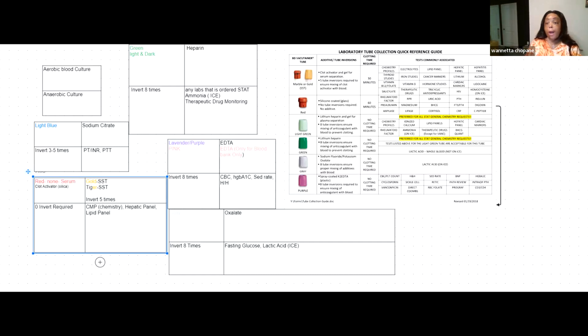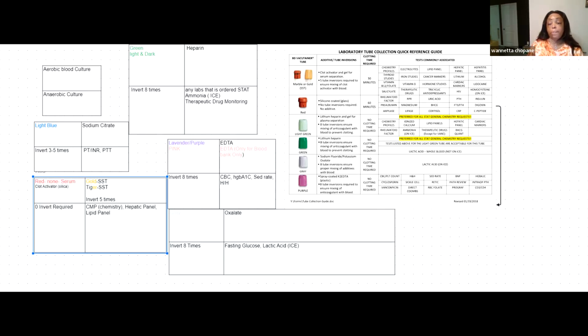So when you look on your paper, like the paper that I have here, you see that our red top, marble, and gold top, they are supposed to clot. Clotting time required, 30 minutes versus 60 minutes. The difference between the 60 minutes is because, remember, our red top has no additive, so it's going to have to sit a little longer to clot. Our marble top and gold top does have the gel additive, which is SST.